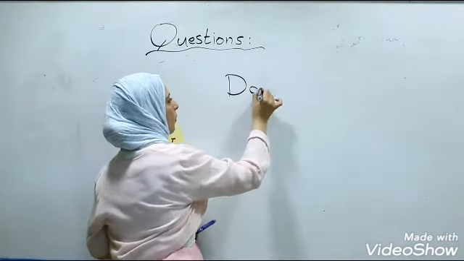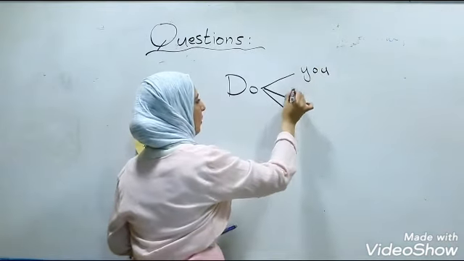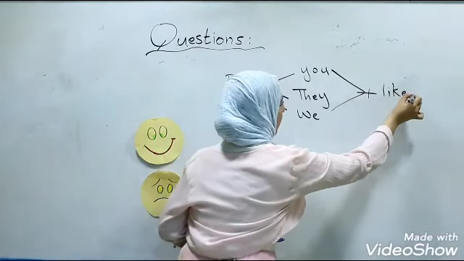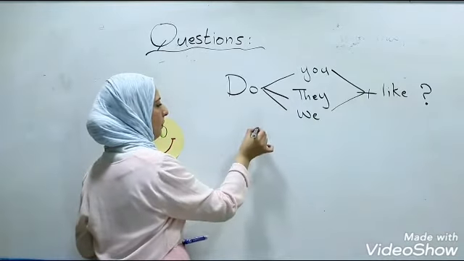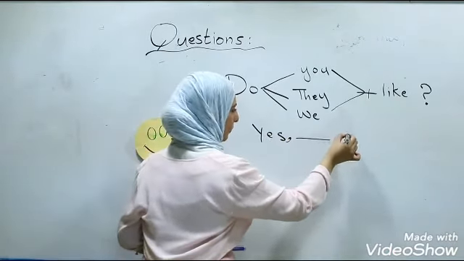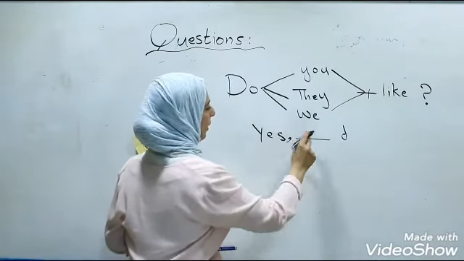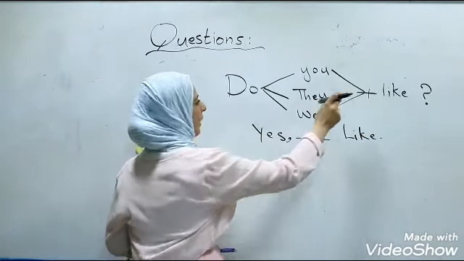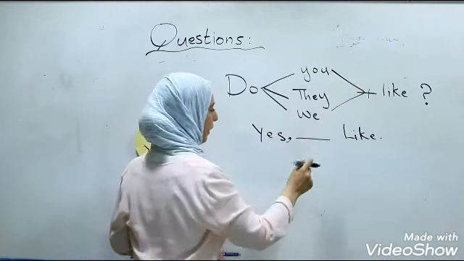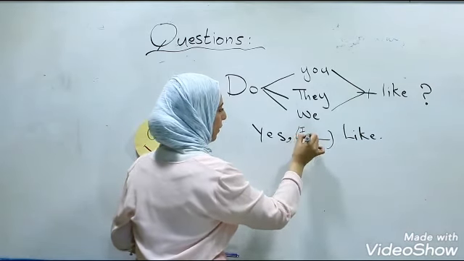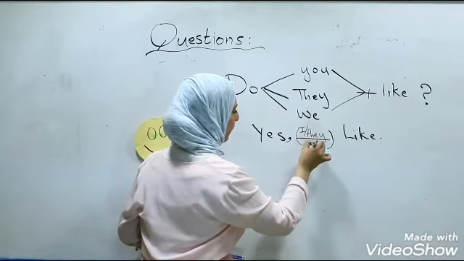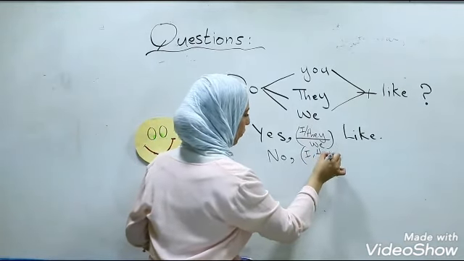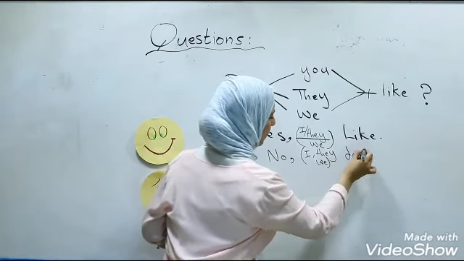Do with you, they, we, plus like, then question mark. The answer will be yes. Yes, I do. Yes, I like. Or yes, they like. Or yes, we like. The pronouns I, they, and we. Or no, the pronouns I, they, we, don't like.